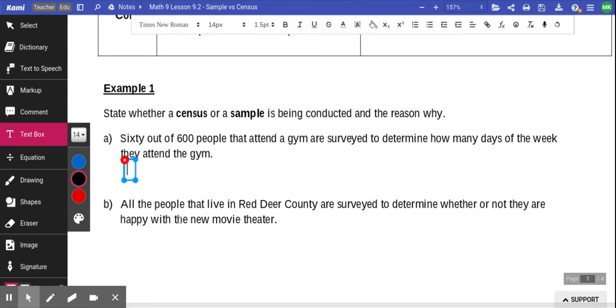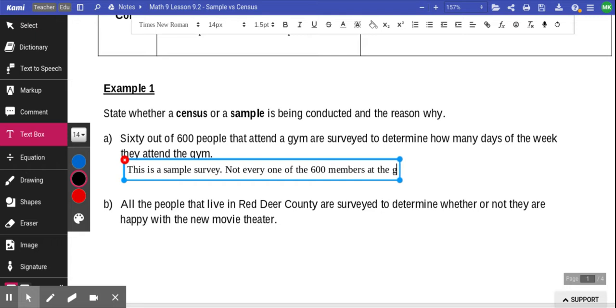For A, it says 60 out of 600 people that attend a gym are surveyed to determine how many days of the week they attend the gym. This is a sample survey. The reason it's a sample is not every one of the 600 members at the gym got to answer the survey. So if not every single person got a say, then that is a sample.